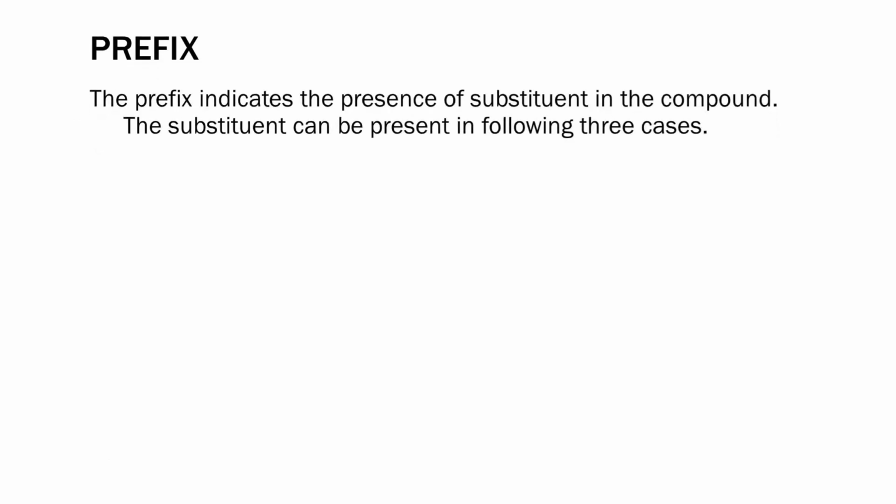Okay, so let's now talk about prefix. So what is prefix? The prefix indicates the presence of substituents in the compound. All right, so the presence of substituents or branches in the compound is indicated by prefix. The substituent can be present in the following three cases. Actually, how can we know whether there is a presence of substituents or not? So we can use the following three cases. Okay, the first one is if a compound is branched, then there must be a presence of substituents.